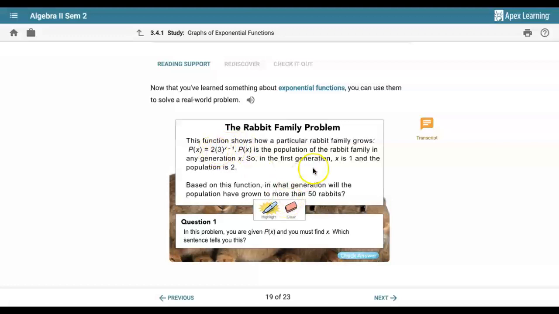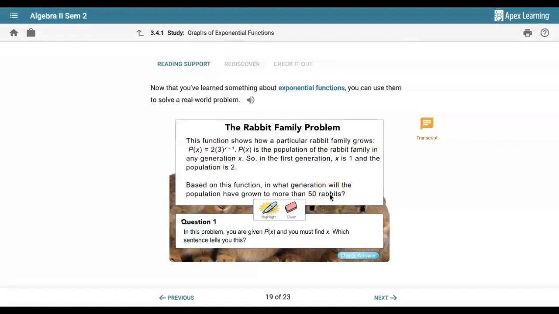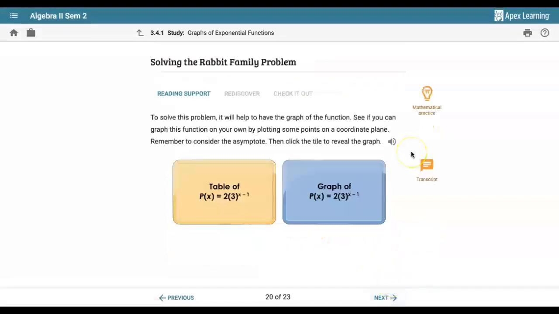Based on this function, in what generation will the population have more than 50 rabbits? That's the question we're looking for. So we need a value of P greater than 50. You are given P(x) and you must find x. What tells you that? Right here: in what generation will the population have more than 50 rabbits? So P(x) is going to be 50 here, and we've got to solve for our x value.